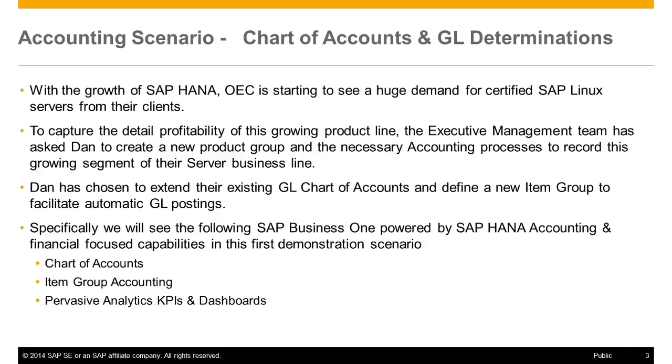Specifically, we will see the following SAP Business One powered by SAP HANA accounting and financial focus capabilities in this first demonstration scenario: customized financial workbench, pervasive analytic KPIs and dashboards, chart of accounts, item group accounting, and enterprise search. Our scenario begins at Dan's SAP Business One desktop, where he is reviewing the setup and controls of his new approach.